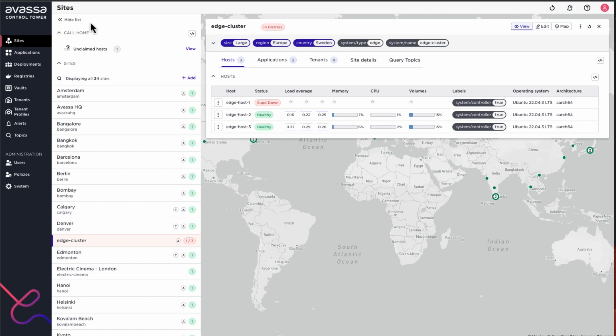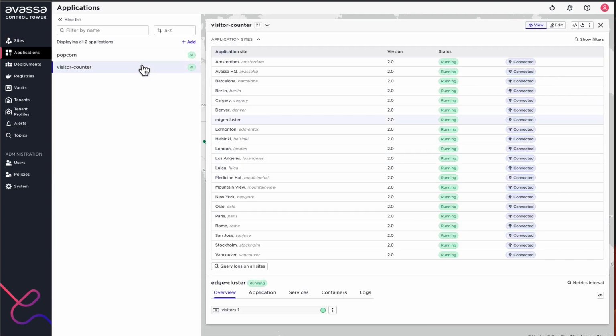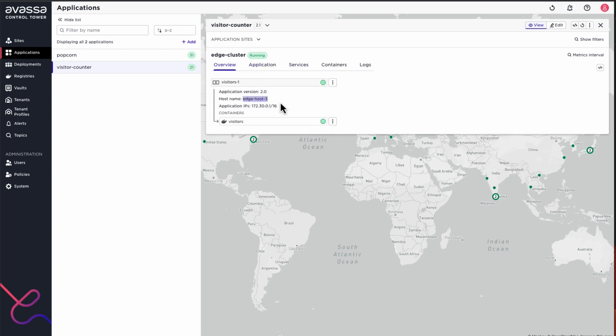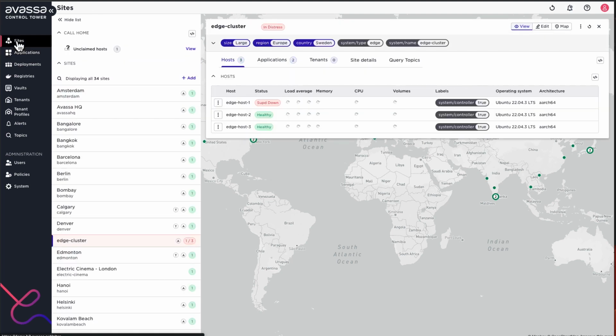So if we go back to the application view here, if I'm responsible for the visitor counter, if we go down to the edge cluster, what's very important is that you can drill down into the application and you can see where it's running. So I know that this service instance is running on a specific host. So that helps you doing service impact and root cause analysis. If you have an application issue, you know which host it's running on. This is dynamically maintained.